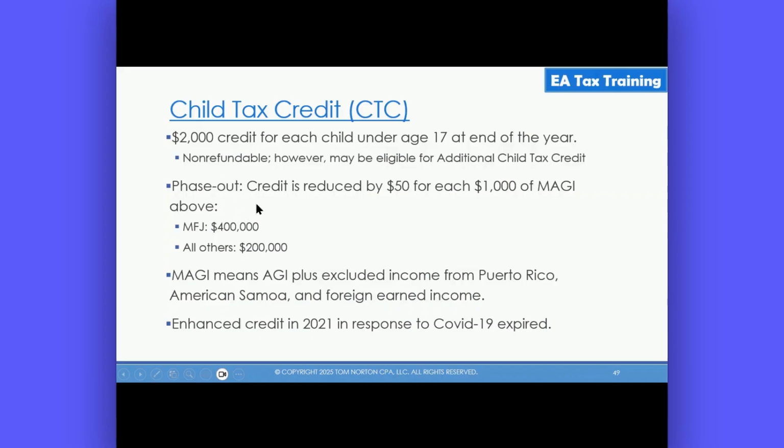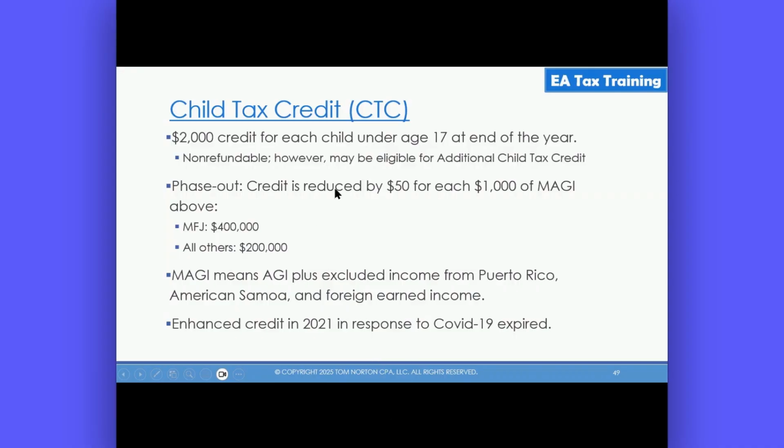There is also a phase out for this. So the credit is going to be reduced by $50 for each $1,000 of modified adjusted gross income above $400,000 for married filing jointly and $200,000 for everybody else. The enhanced credit that we had back in 2021 no longer applies. So you may remember when this $2,000 was a much larger figure, but that no longer applies because remember, we're talking about the 2024 tax year.